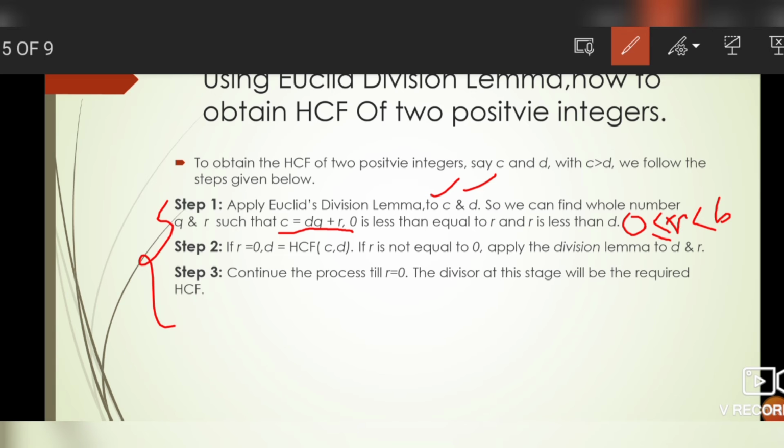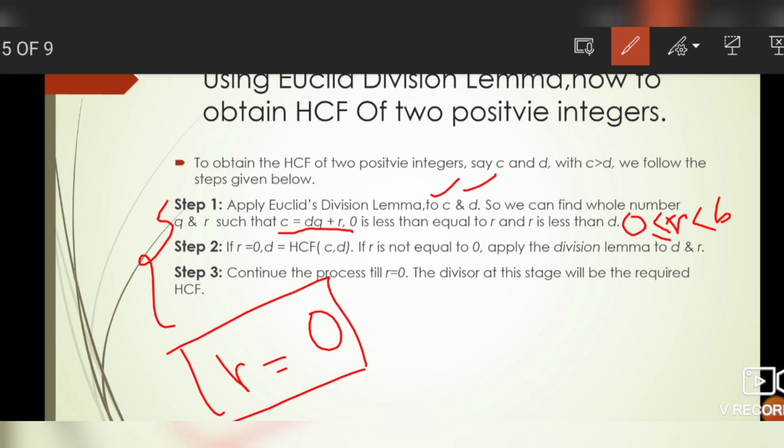Now whenever we get r equal to 0, then we get our HCF. The HCF will be d. That means the smaller number will be the HCF of the numbers. Only when r is equal to 0 can we find the HCF, and the HCF would be the smaller number among the two. If r is not equal to 0, then the process will continue.